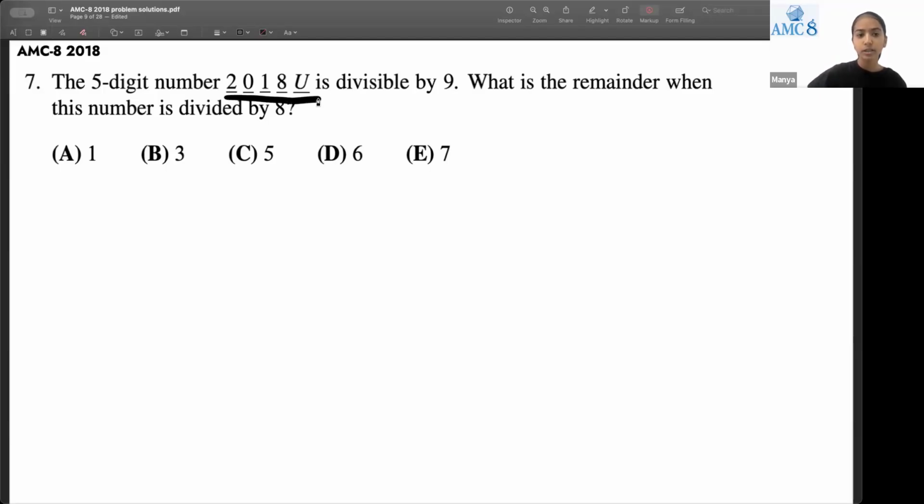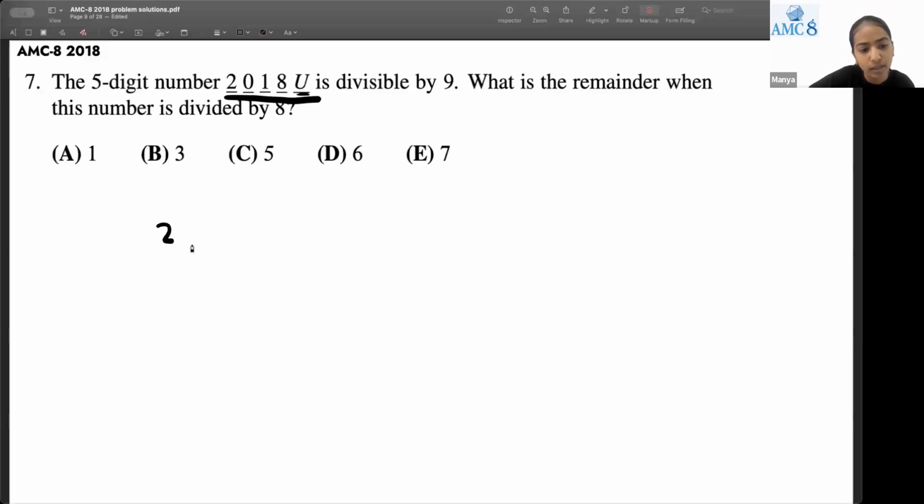20,018. So this U is also a digit, so it's going to be shifted one place. So it's going to be 2018 blank is divisible by 9. That's one statement. We have to fulfill that statement, and then we have to divide that number by 8. And then that just asks for the remainder.